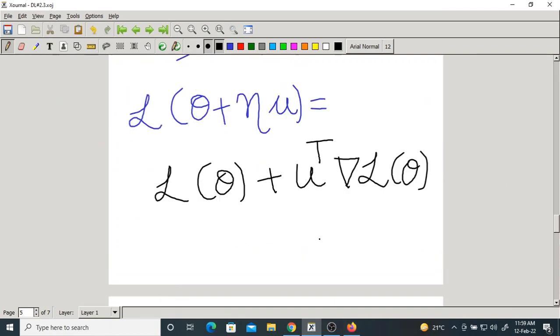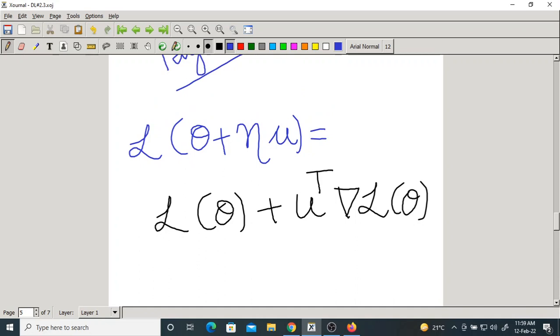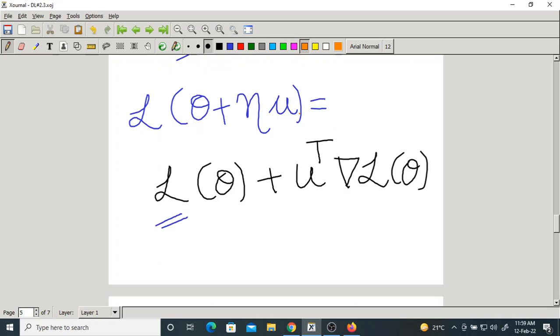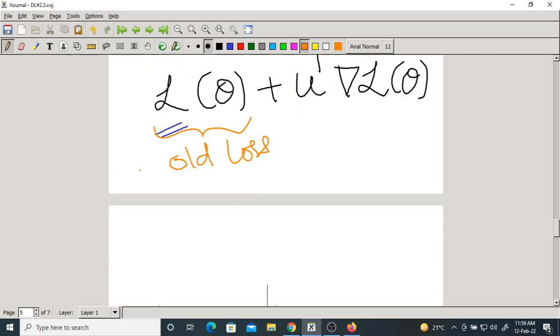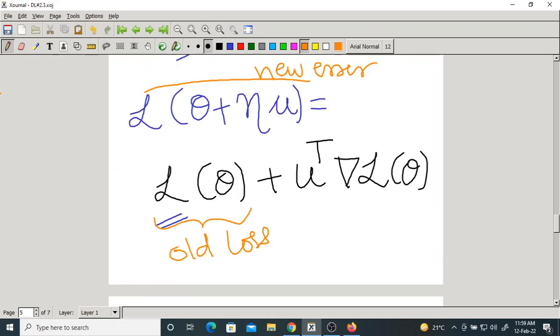Okay. Now, actually this L means loss. Is it okay? L means loss. So actually this is the old loss, old error. This is the new error. Okay. What do you want actually? You want to have a smaller error.